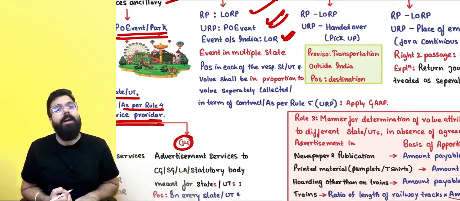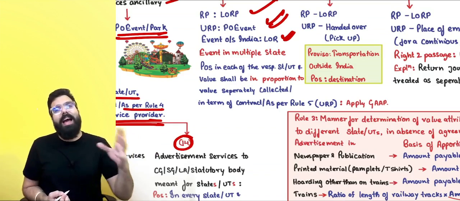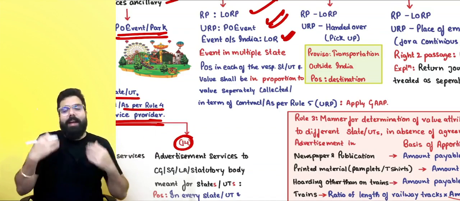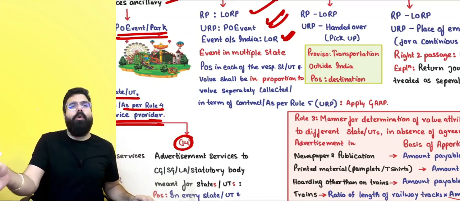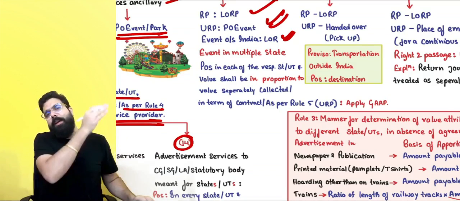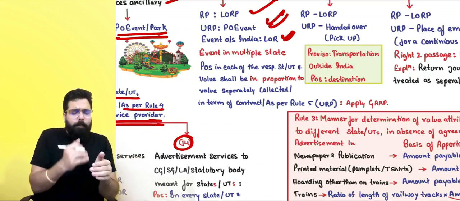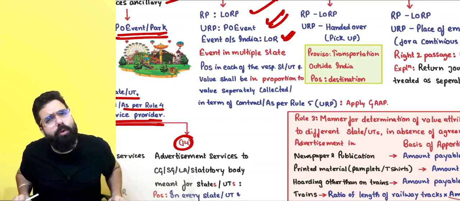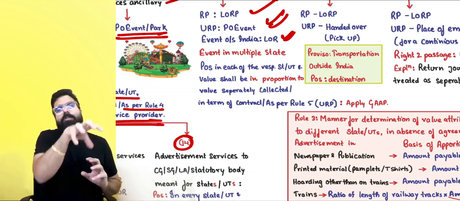Sir, what if I have given the event management service to a person and the event is happening in multiple states? I organized the marriage of a person and the marriage is happening in Kolkata, reception in Delhi, wedding ring ceremony is happening in Kolkata, Mumbai, Delhi, Kolkata. What to do, sir? In this scenario, they have told that place of supply will be in each of the states.